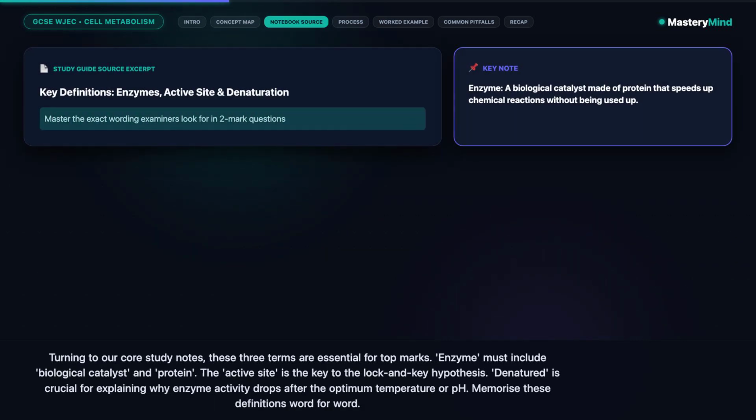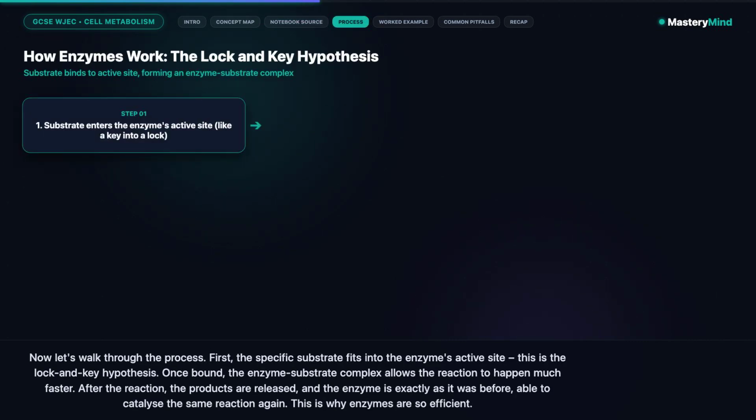Turning to our core study notes, these three terms are essential for top marks. Enzymes must include biological catalyst and a protein. The active site is the key to the lock and key hypothesis. Denatured is crucial for explaining why enzyme activity drops after the optimum temperature or pH. Memorize these definitions word for word.